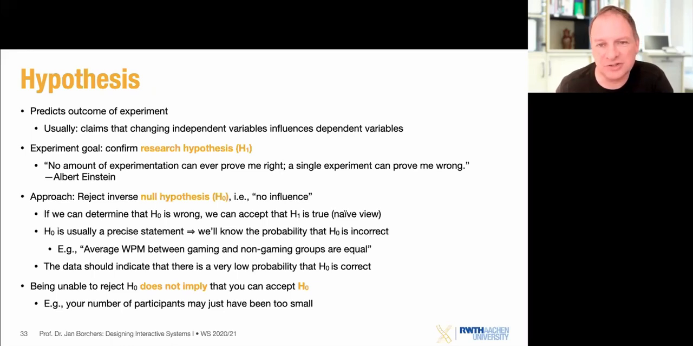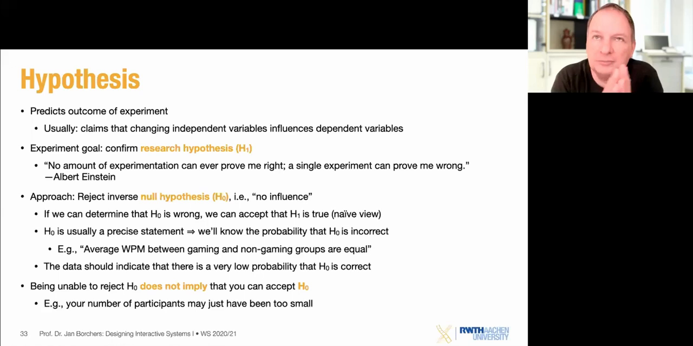Being unable to reject H0 doesn't mean that you can automatically accept it. What I mean by this is if you try to show that there's a difference between gamers and non-gamers in words per minute, your H0 is they perform the same, and you're now unable to reject it. It doesn't automatically mean that it is true. For example, you may just have had a number of participants that's too small. I think I already talked about this earlier on, right?